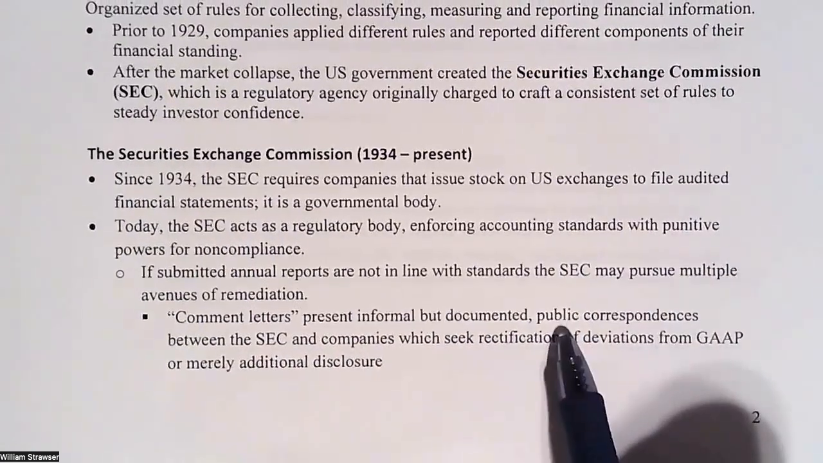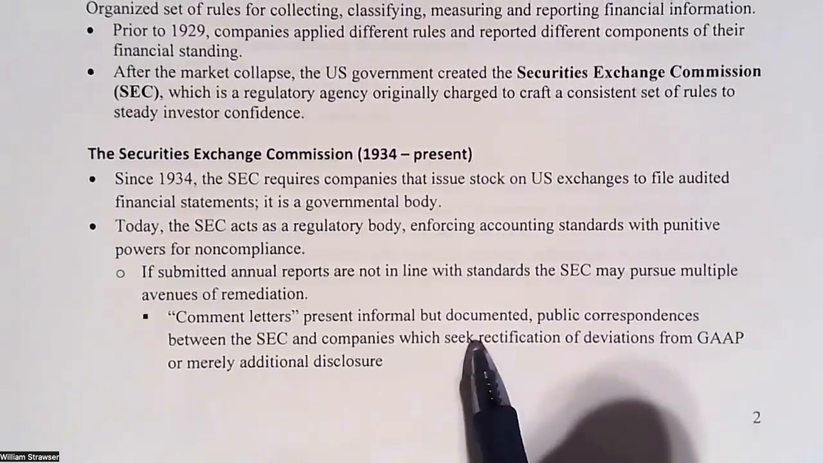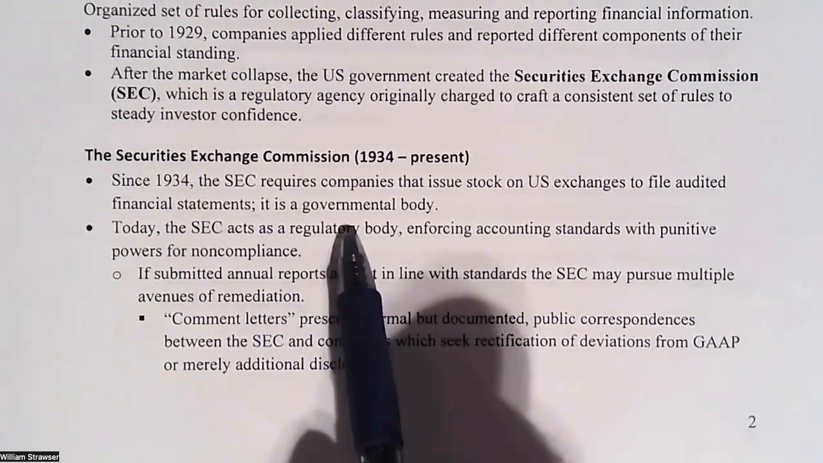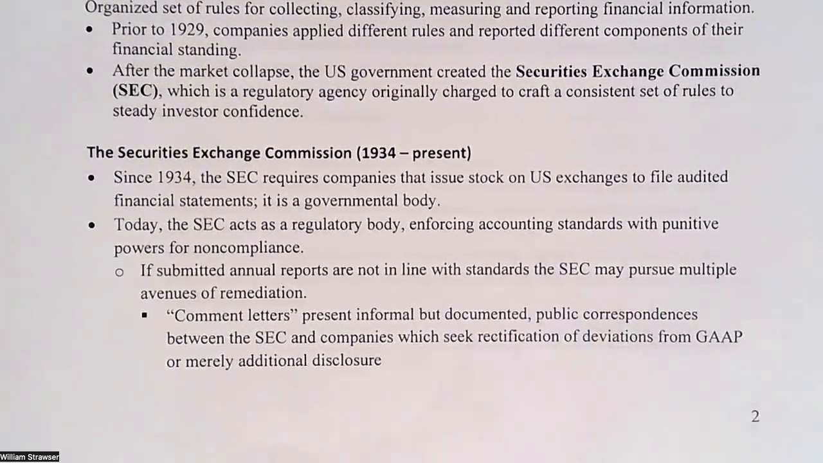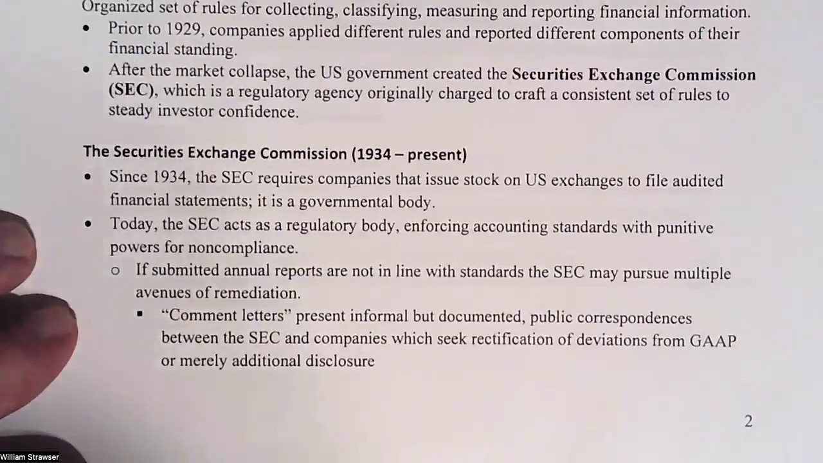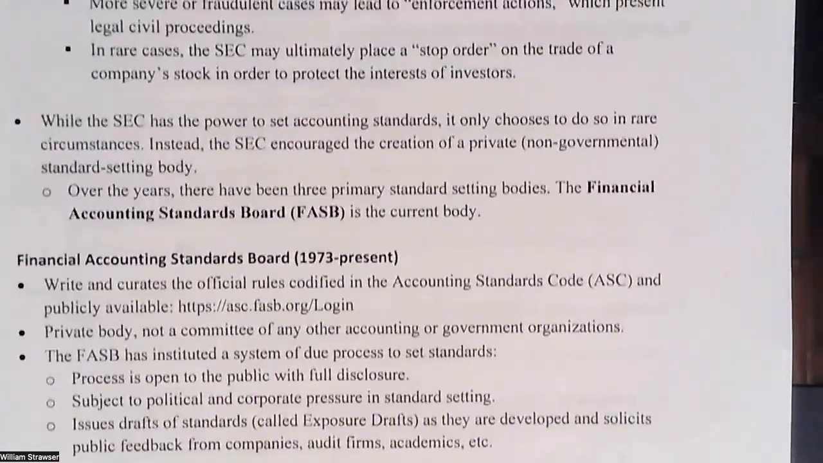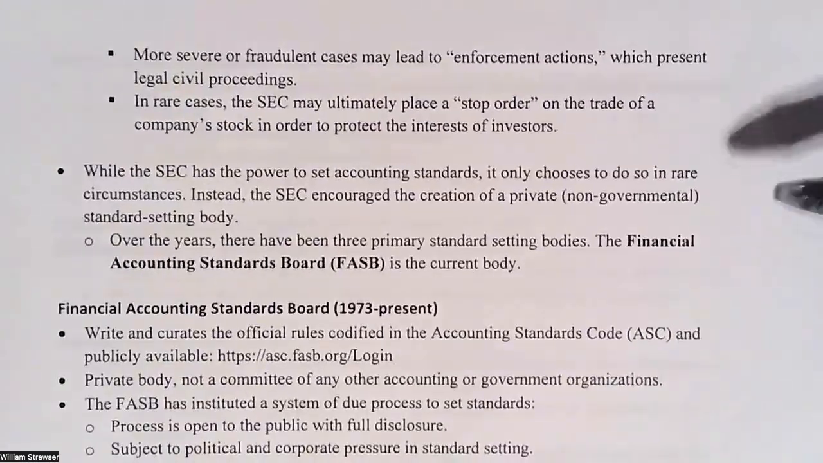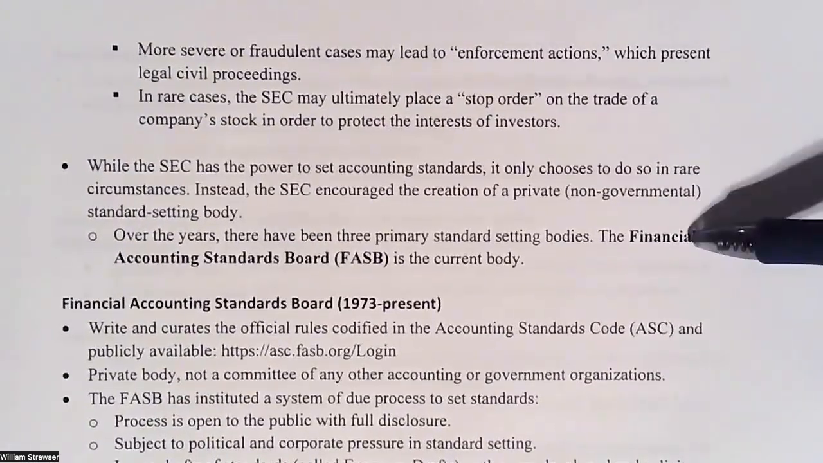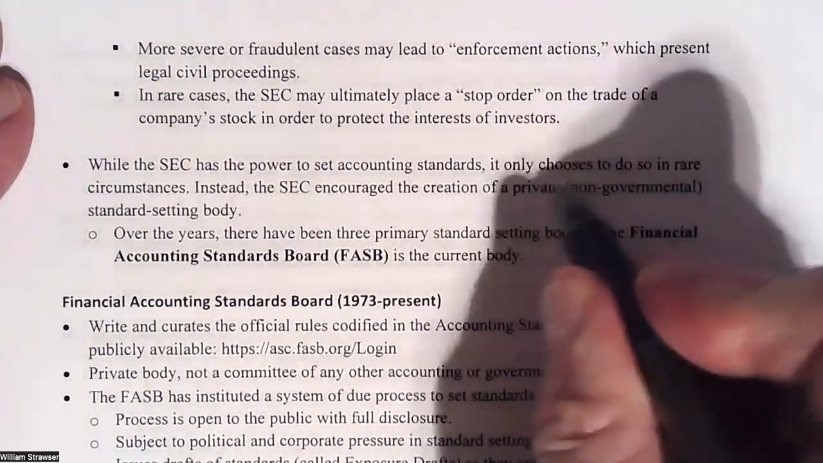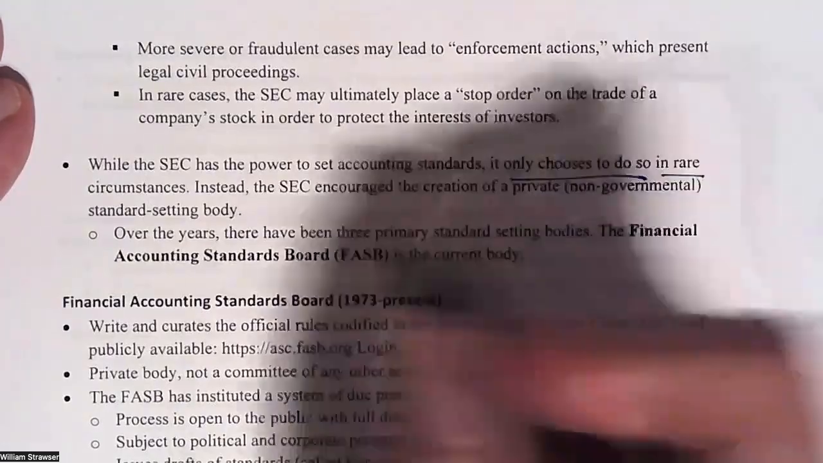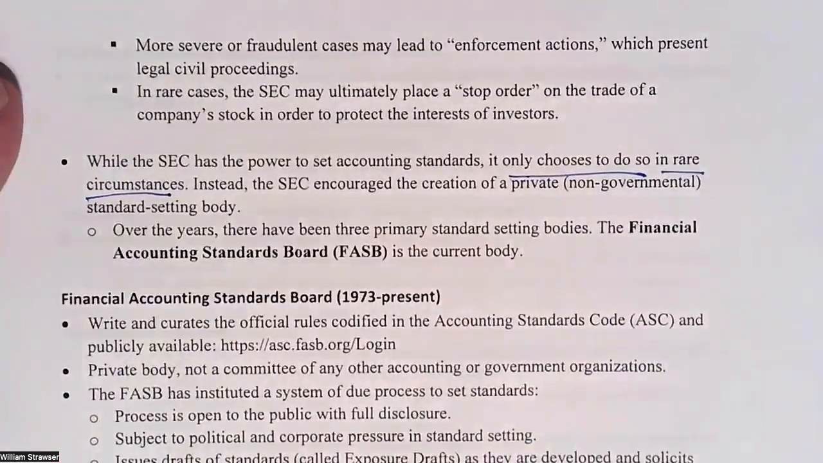It is a governmental body. It is a regulator, which means a regulatory body. It enforces accounting standards, and it has punitive powers for noncompliance, which means it can punish companies if they fail to comply. The SEC does have the ability to set accounting standards, but chooses to do so only in rare circumstances. So they are not the ones that write the rules.